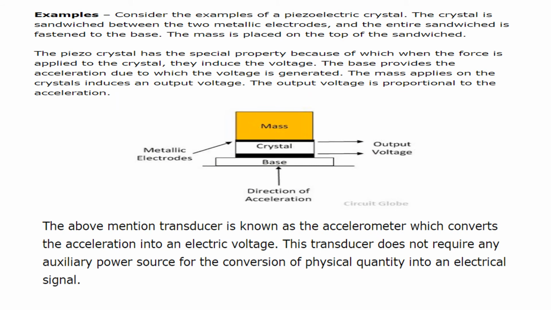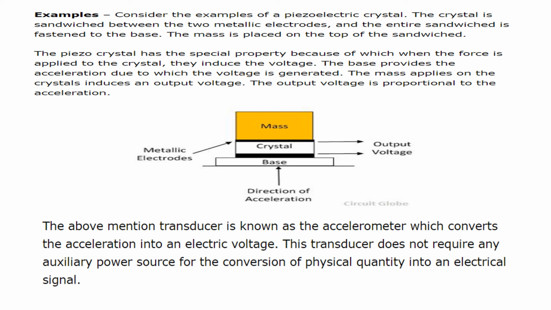Next, here is the example of a piezoelectric crystal. Consider the example of a piezoelectric crystal. The crystal is sandwiched between the two metallic electrodes, and the entire sandwich is fastened to the base. The mass is placed on the top of the sandwich. The piezoelectric crystal has the special property because of which when the force is applied to the crystal, they induce the voltage. The base provides the acceleration due to which the voltage is generated.